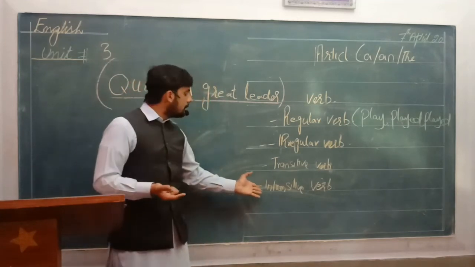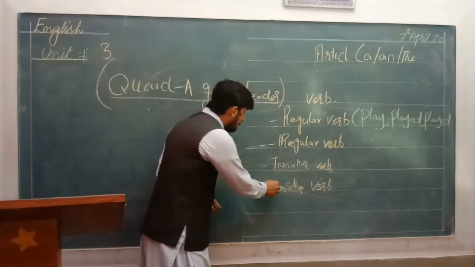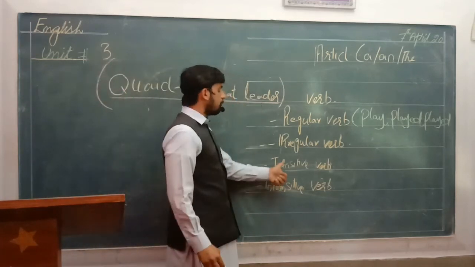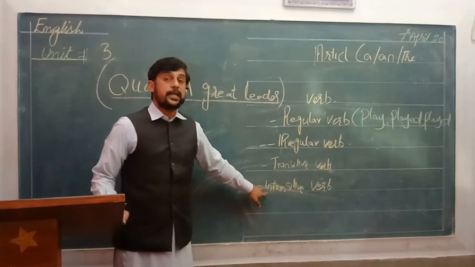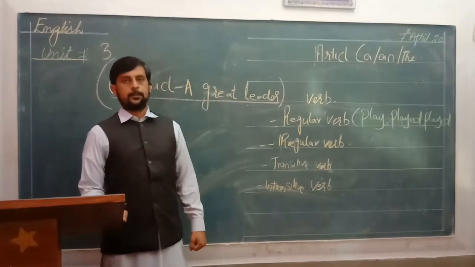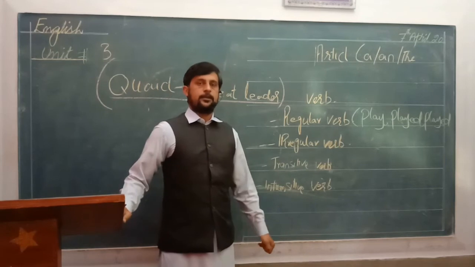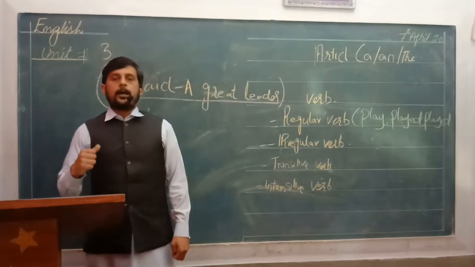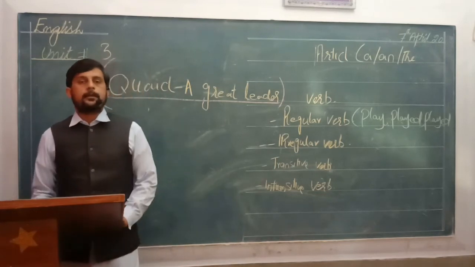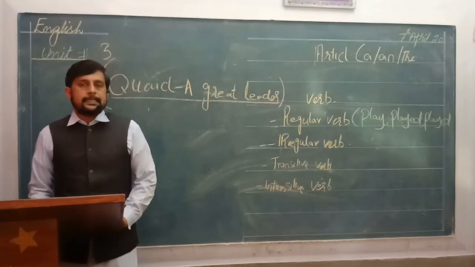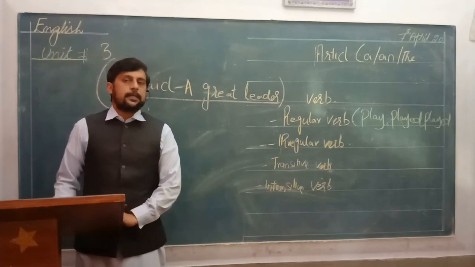And the second one is intransitive verb. So what is an intransitive verb? Intransitive verb is the opposite of transitive verb. I mean, an intransitive verb does not take any object. It does not take any receiver of action. For example, I am sleeping. The baby was crying. I was sitting. So these are the examples of intransitive verb.